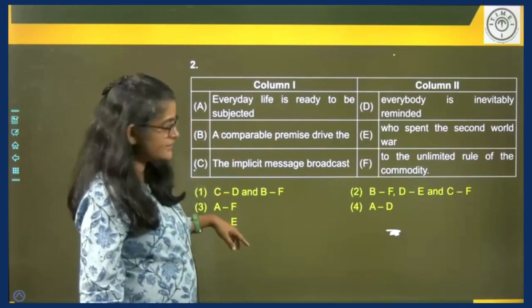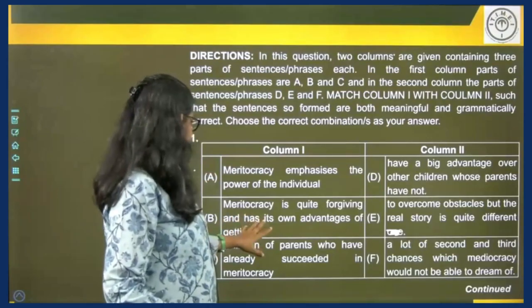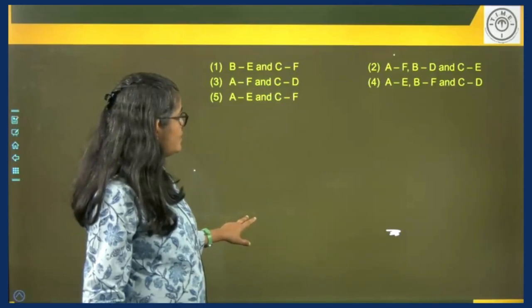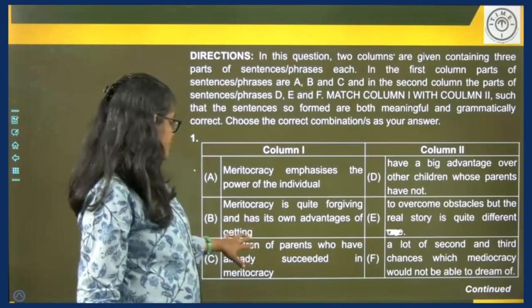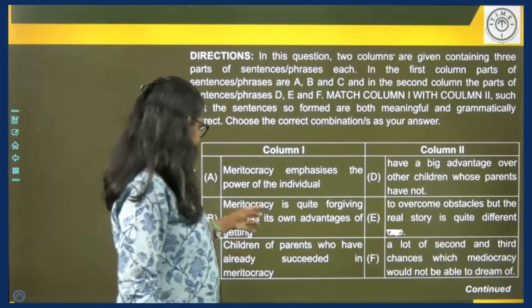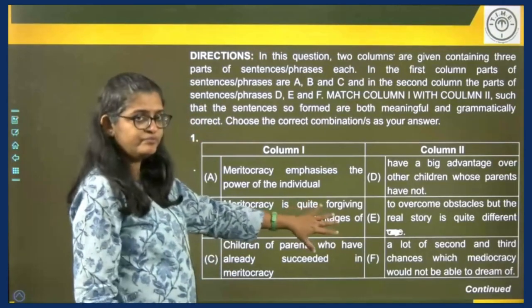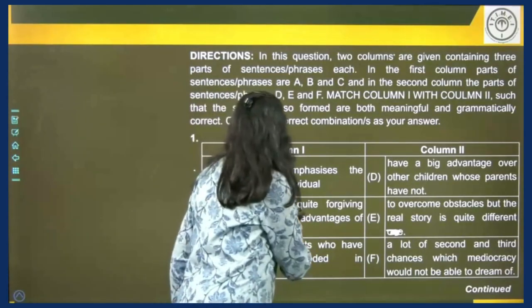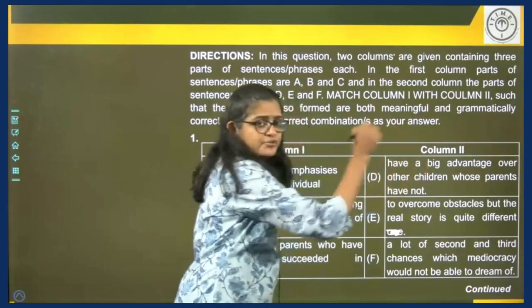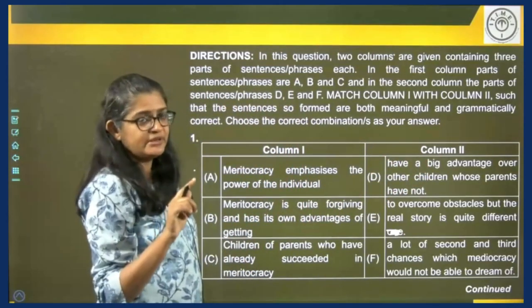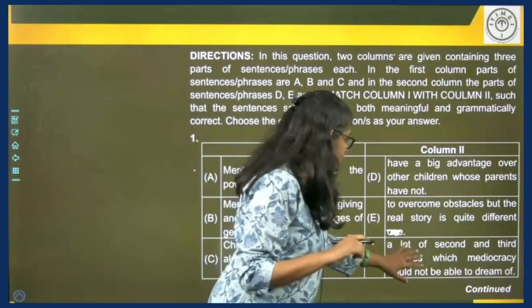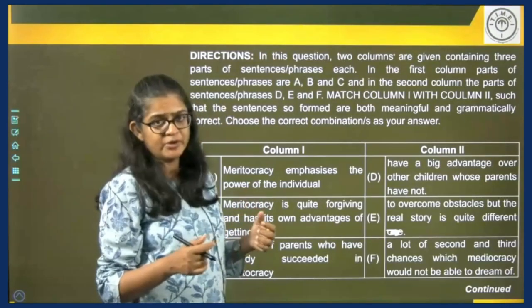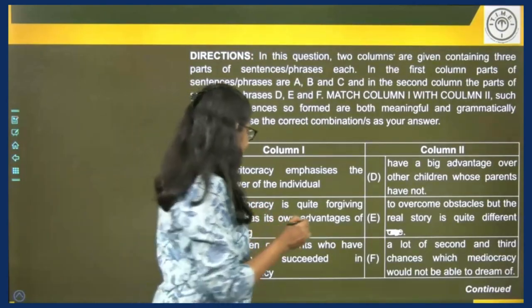Now, the next part: meritocracy is quite forgiving and has its own advantages of getting. So now what can follow? Getting have a big advantage that will not be possible, right? Getting a lot of second and third chances which mediocracy would not be able to dream of. Does that make sense? Yes, definitely, right?